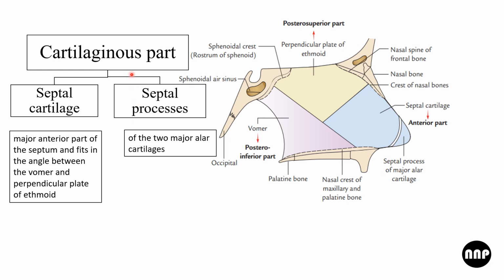Coming to the cartilaginous part, we have septal cartilage and septal processes. The septal cartilage forms the major anterior part of the septum, and it fits in the angle between vomer and perpendicular plate of ethmoid. And then we have septal processes of the two major alar cartilage, which forms the cartilaginous part of the septum.